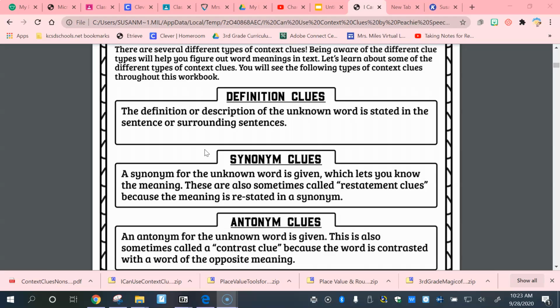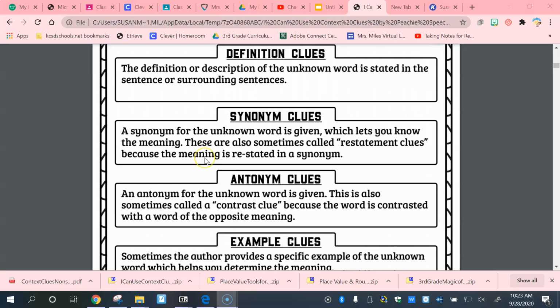First, we have definition clues. The definition or description of the unknown word is stated in the sentence or surrounding sentences. A synonym clue: a synonym for the unknown word is given, which lets you know the meaning. These are also sometimes called restatement clues because the meaning is restated in the synonym.